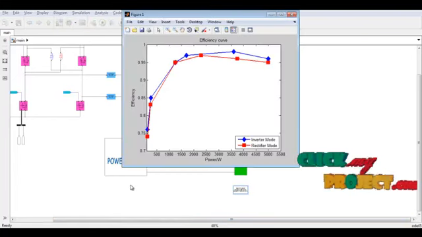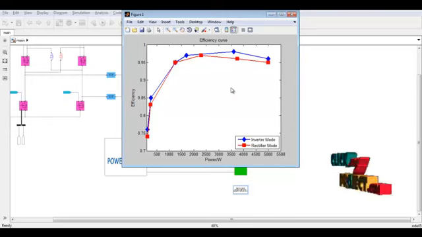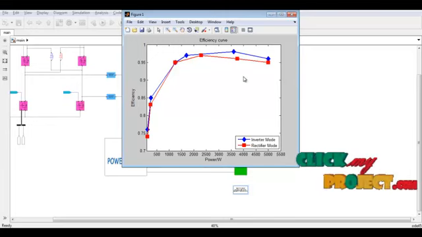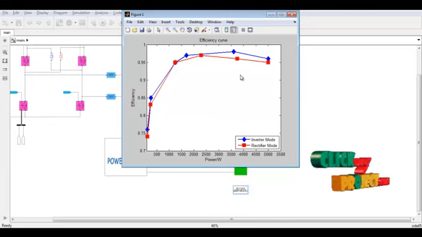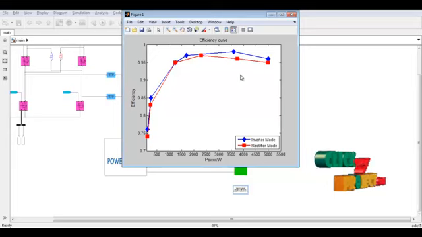Another result is our efficiency curve. This covers inverter mode and rectifier mode, so we have different combinations of results to get these plots. These plots are made from the scope results in Simulink, and we plot them for the efficiency calculation to get this figure.